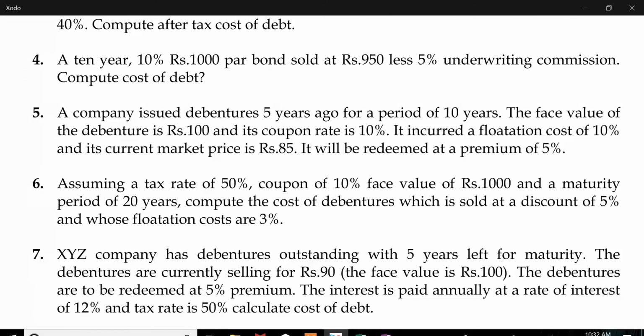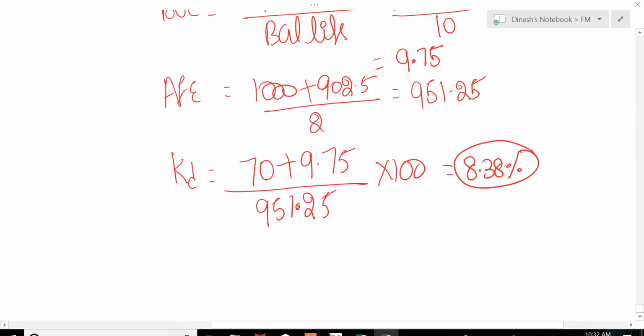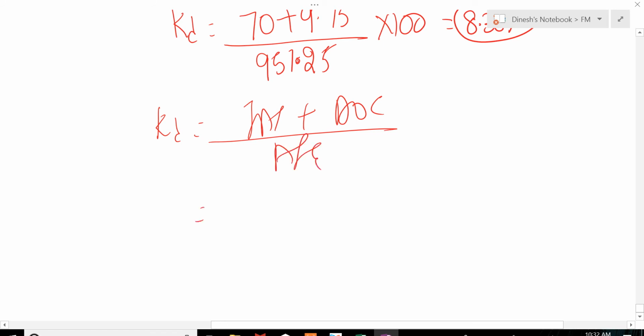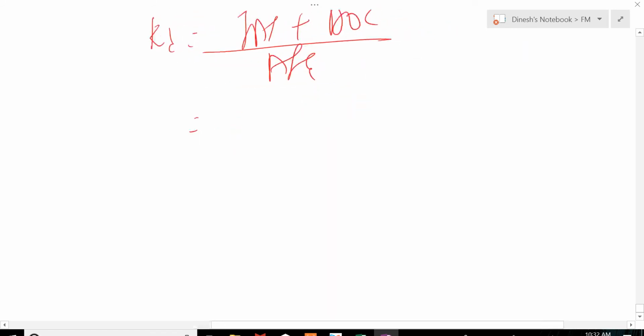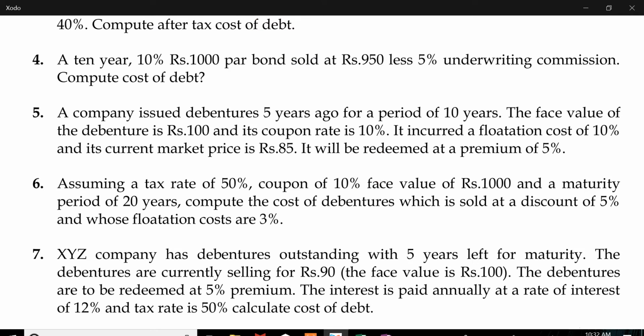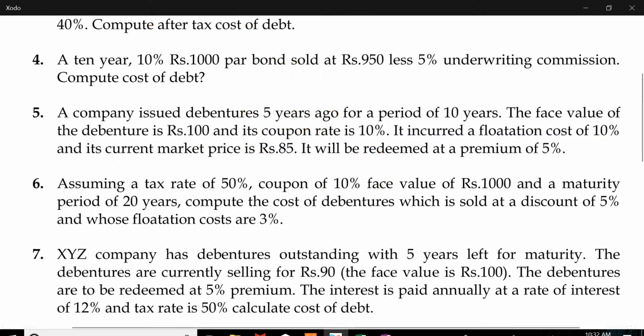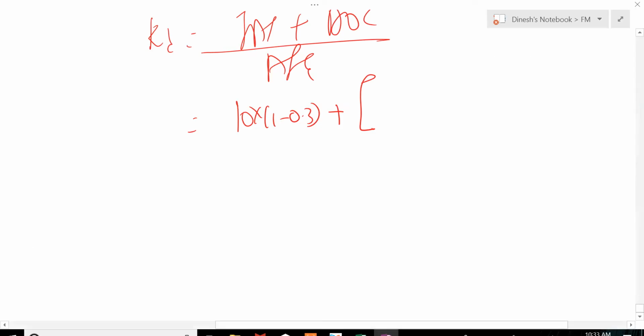Redeemable, irredeemable? Redeemable. Interest after tax plus average other cost divided by average funds employed. I'll straight away write here. Interest after tax is 10. Tax rate given? Not given. Let's take it 30%. 10 into 1 minus 0.3 plus average other cost is redemption value. What is the redemption value? 105.